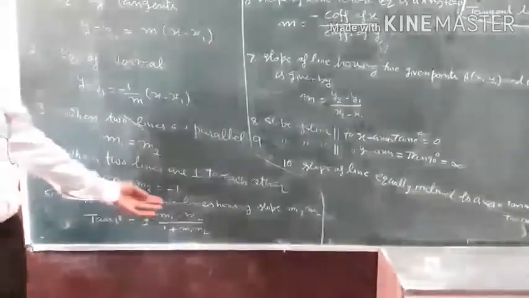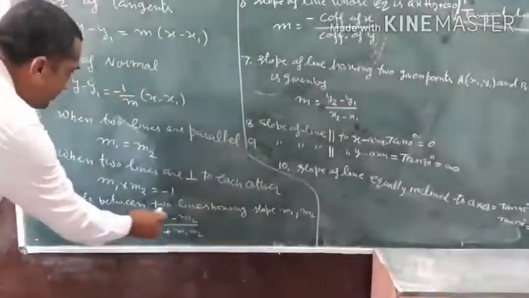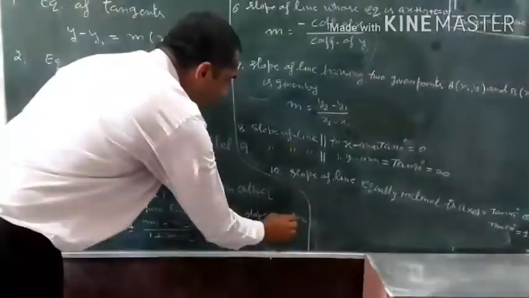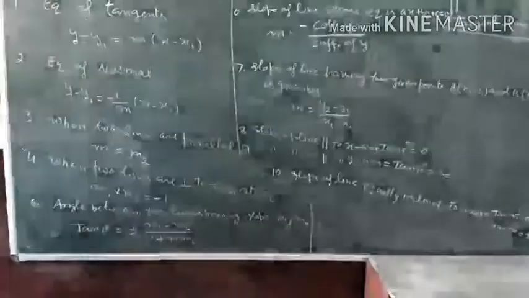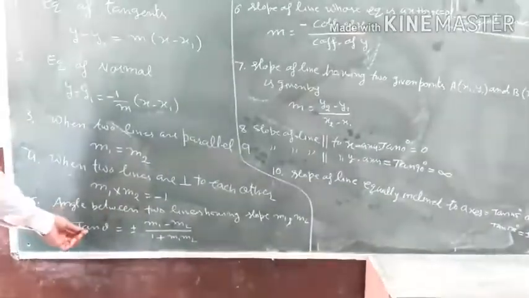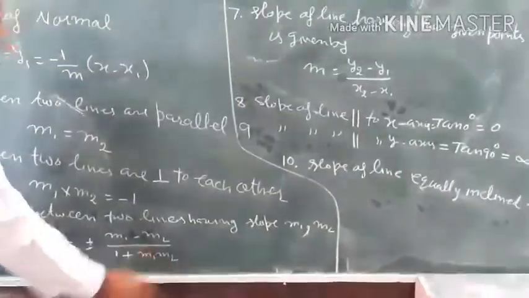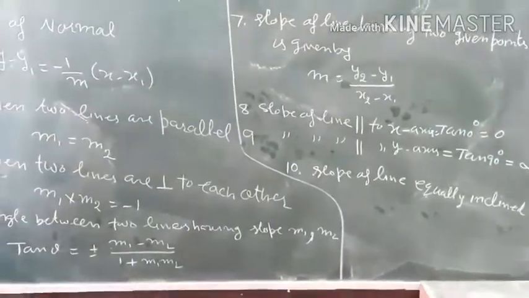And second, the angle between two lines having slopes m1 and m2. अगर slope इनकी m1 और m2 है, then what will be tan theta? tan theta is equal to plus minus (m1 minus m2) over (1 plus m1 into m2).